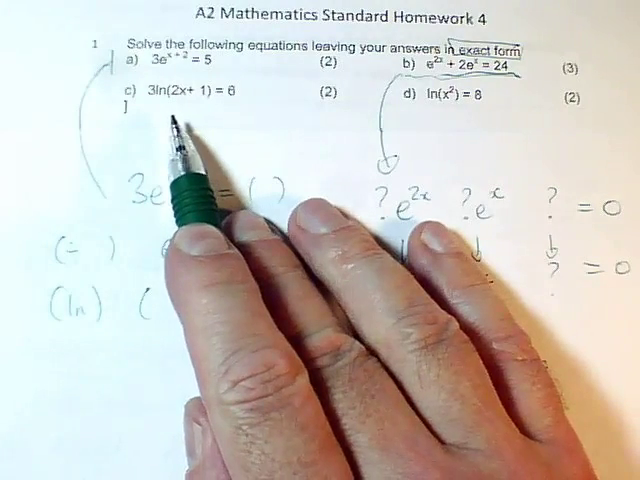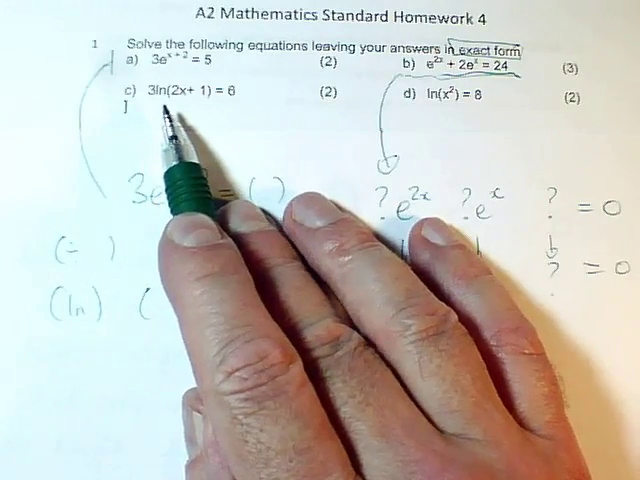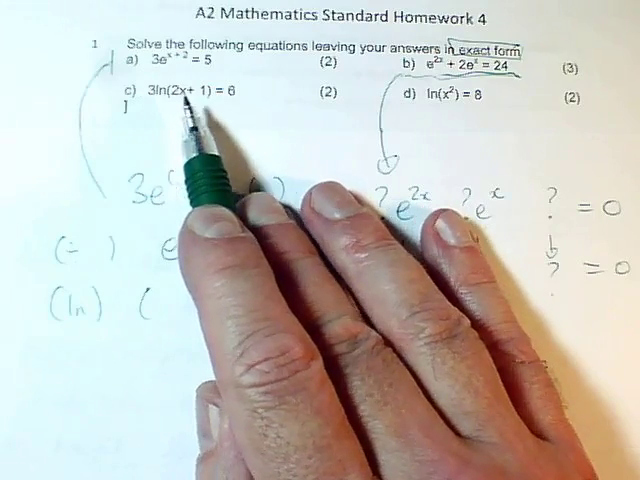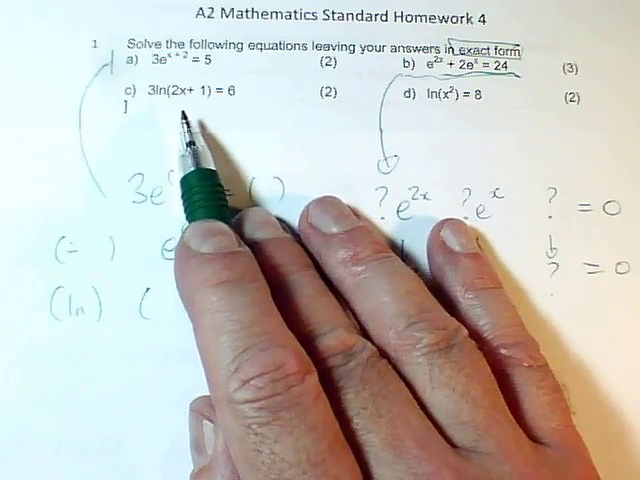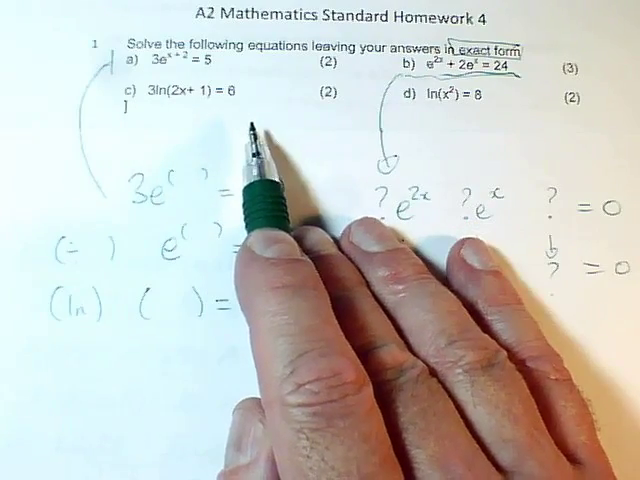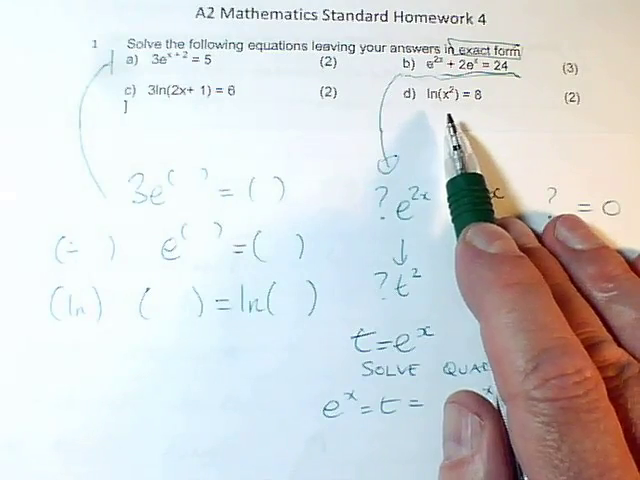Okay, part C, just very briefly, get rid of the 3 first by doing a division, and then get rid of the ln by eing both sides. So you're going to have ln of the bracket equals a number, and on the next line, you're going to have the bracket equals e to a number. And then a bit more tidying up will give you what x equals. On this one, you're ready to go.